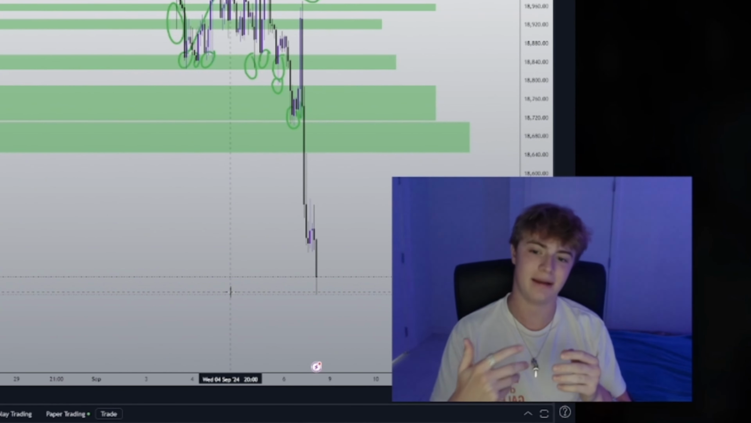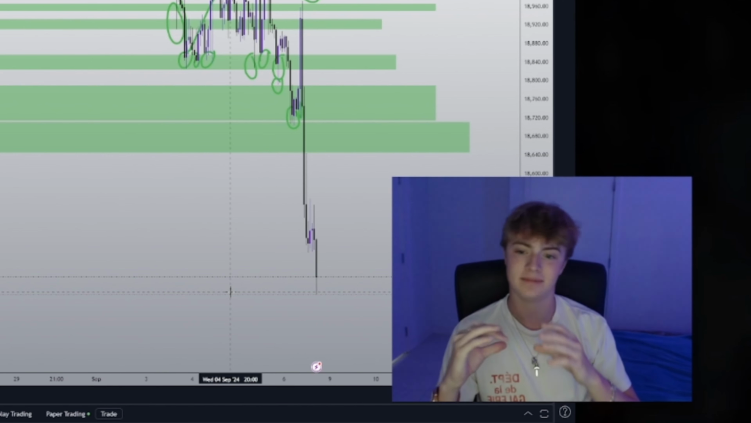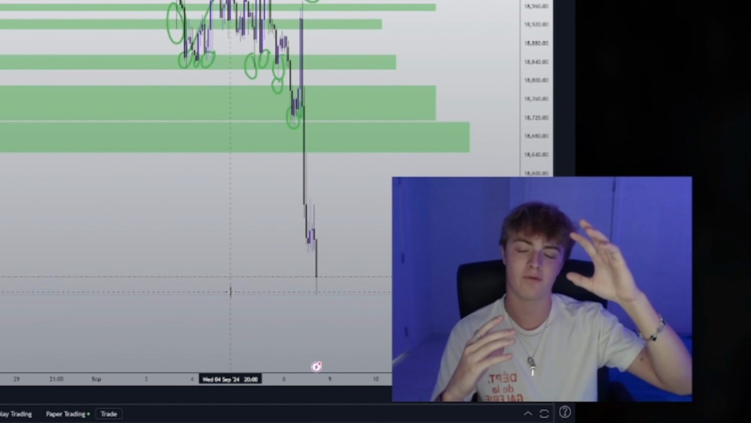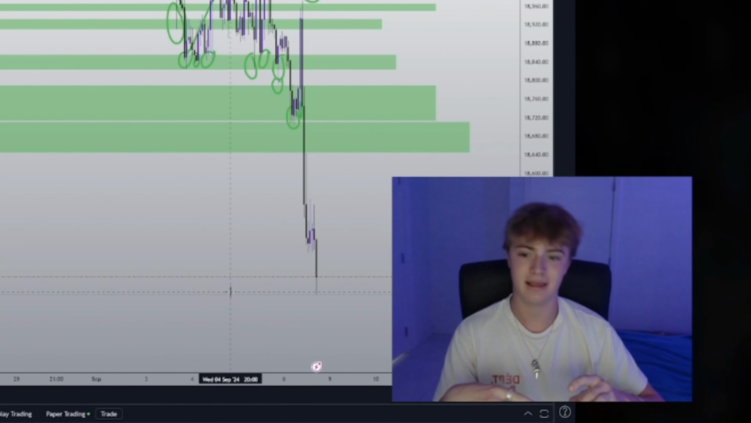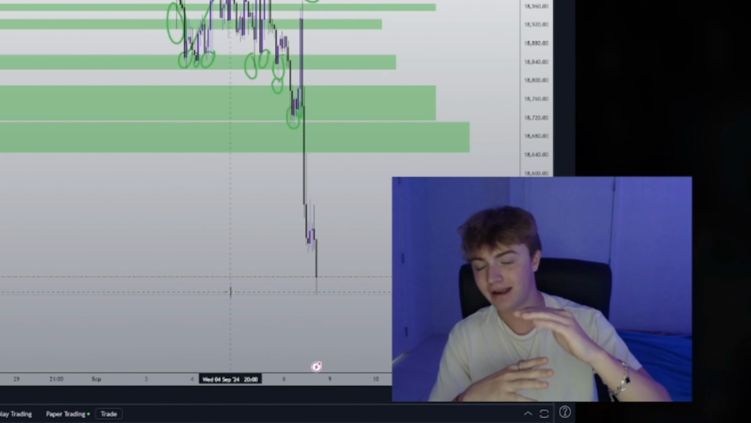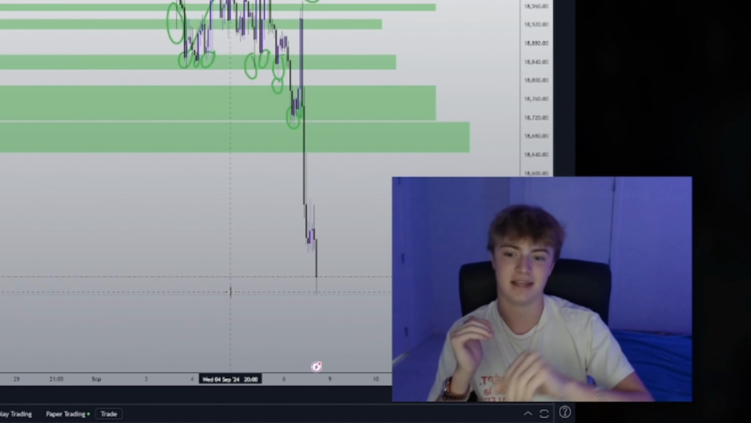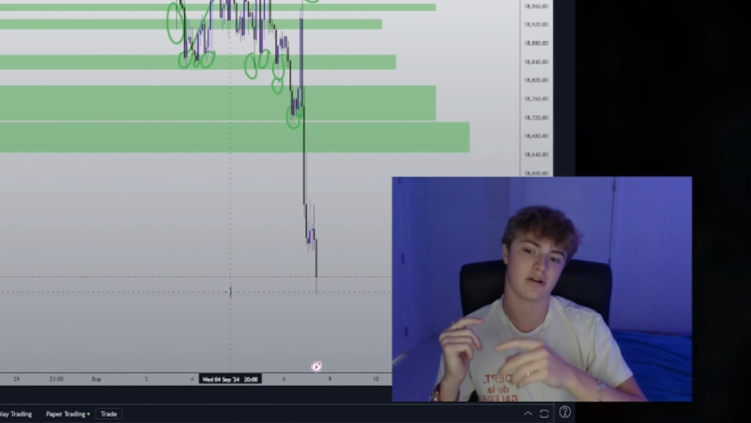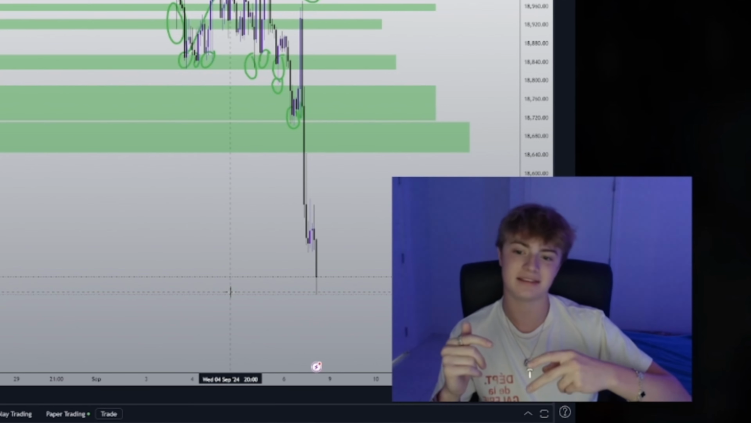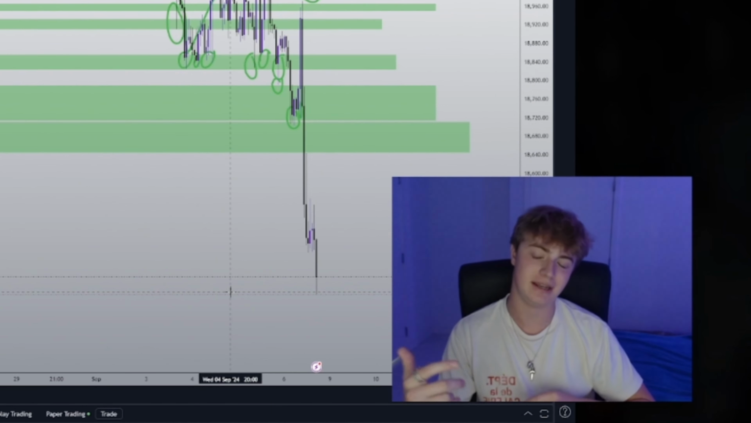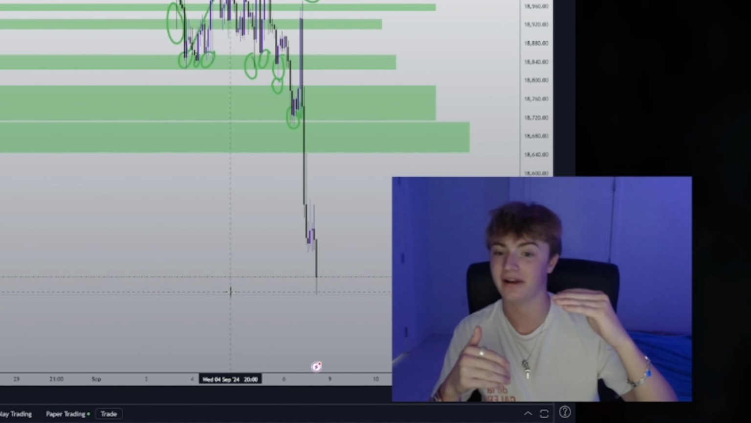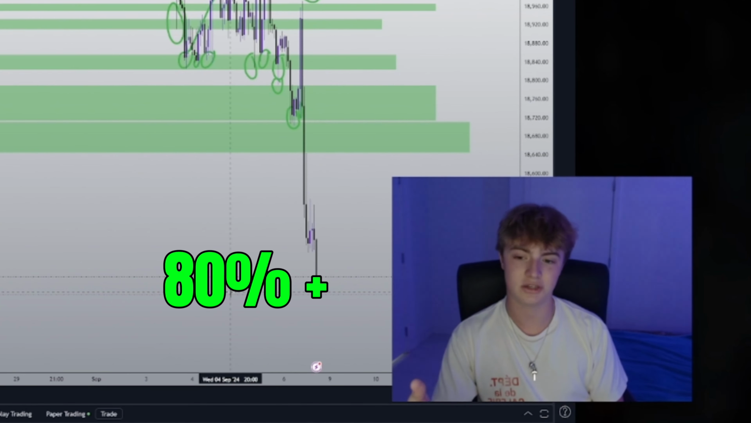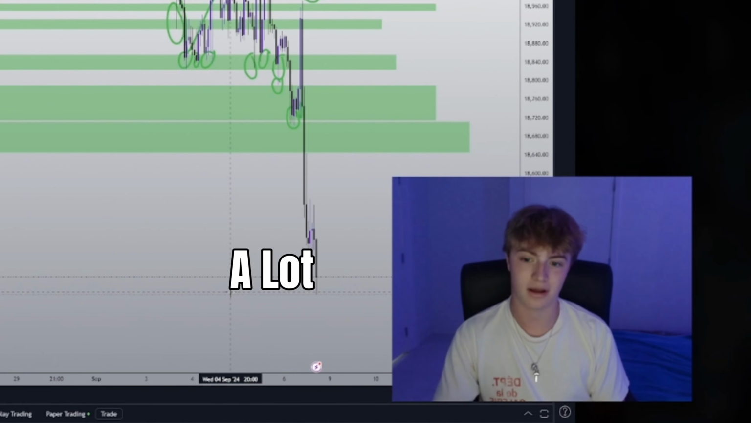A lot of the times what I would like to do is, let's say I am taking a long and eventually before the high of day, I have a bearish order block or a bearish FVG. I might trim my position right under that resistance, take my profit there, and then either re-enter or let the rest of it trail until either TP2 or I take it on a trailing stop loss, meaning I trail the stop loss tighter and tighter as the trade progresses. This leads to an 80% plus win rate and a lot of profit.